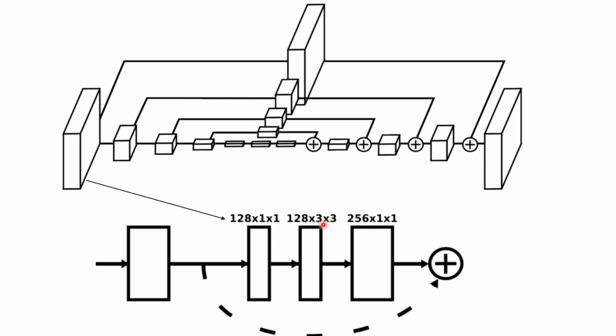As described in the paper, we first apply a one-by-one convolution to reduce the feature maps to 128 channels. Then a 3x3 convolution is applied, followed by another 1x1 convolution to expand the feature maps to 256 channels. The input is then added to the output through a skip connection. This is a standard implementation of a residual block where we first compress the data, extract features, and then restore the data depth to its original form.